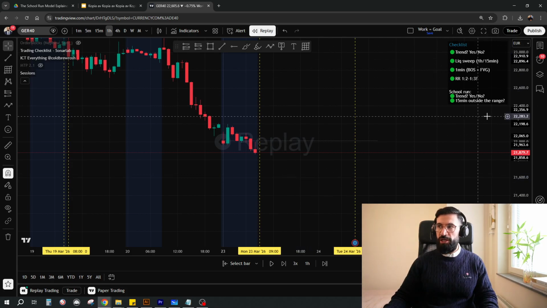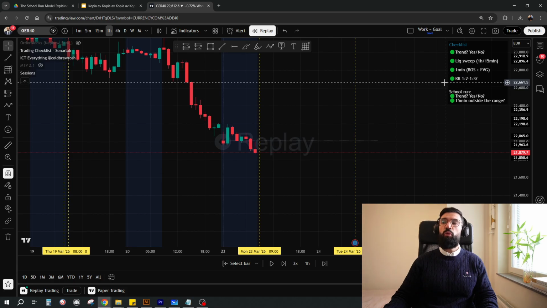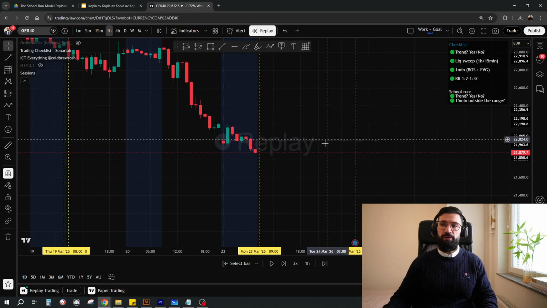So here is the checklist, and this is the one I recommend that you follow. We need to find out if the trend is set. Did it sweep a liquidity on the 1 hour or on the 50 minute? Do we have a 1 minute breakout structure or a 1 minute fair value gap? And is our risk reward worth it to enter the trade?